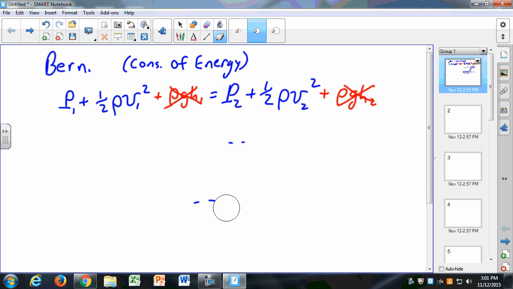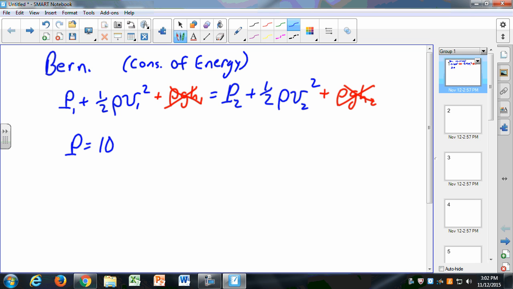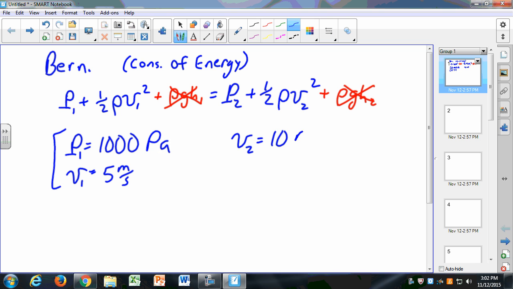Right, and the way you'll see this is I'll say you have a certain gas or a certain fluid that has a pressure. Say the pressure is 1,000 pascals. It's flowing at a certain speed, say 5 meters per second, in one part of the pipe, and then in the next part of the pipe, it's flowing at a speed of 10 meters per second, and I want to know what is the new pressure.